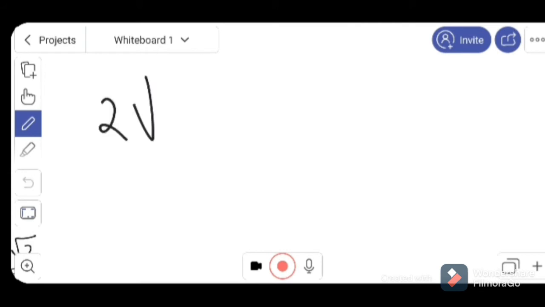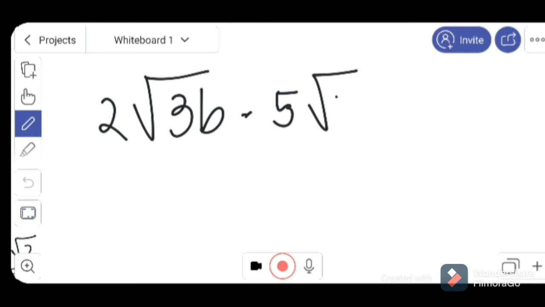2 square root of 3b times 5 square root of 2b. So again, first we multiply the coefficients. 2 times 5 is 10.